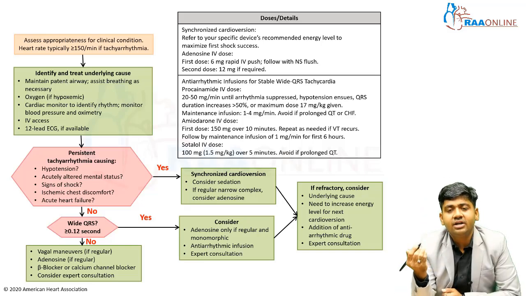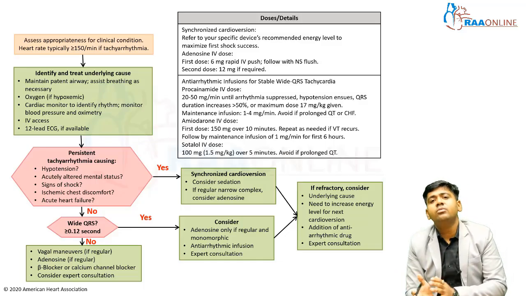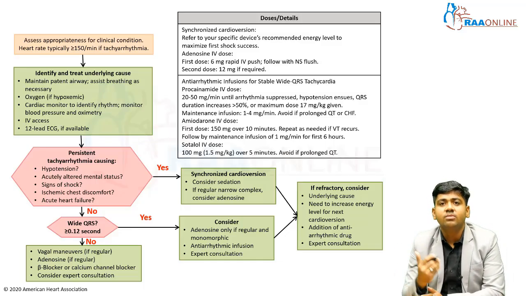Again, as in bradycardia, we have to assess the appropriateness of the clinical condition. Here also you have to assess and monitor the heart rate. If the heart rate is more than 150 per minute, then it is tachyarrhythmia. In bradycardia, we have a heart rate of less than 50. So when you compare the two algorithms, you can easily remember it.